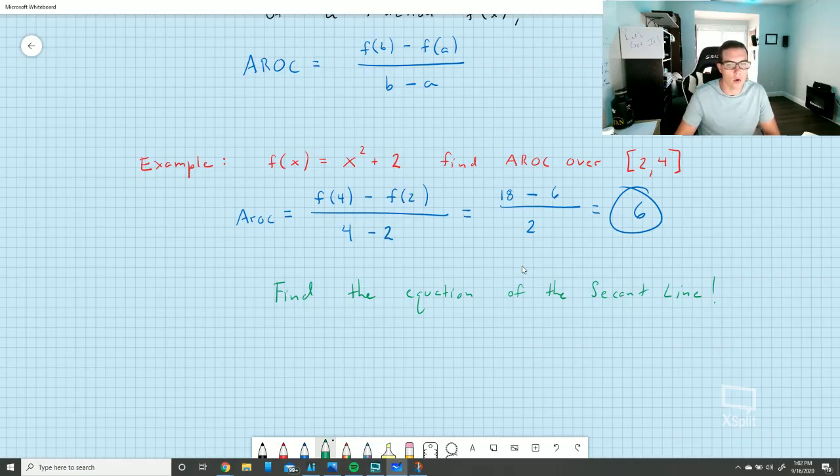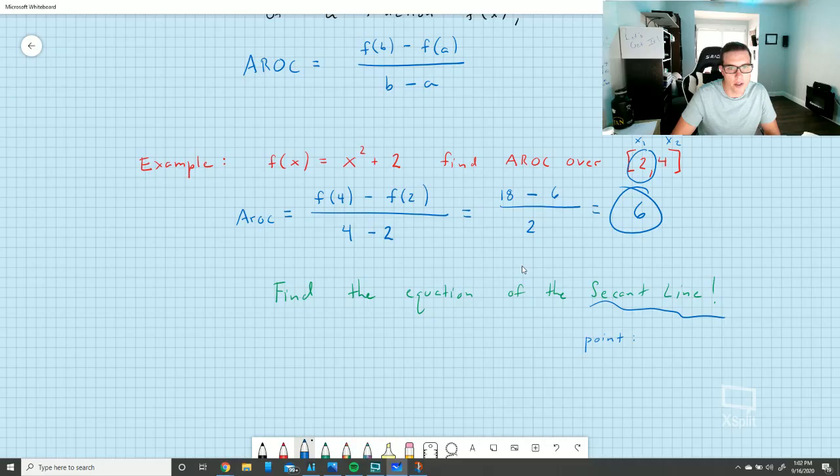Okay, so what do I need to make a secant line? You need 2 things, a point and a slope. So you need a point. How am I going to get the point? Well, you already have the point. I gave you 2 x values. Think of this as x1 and this is x2.